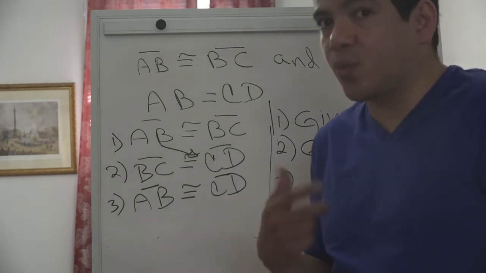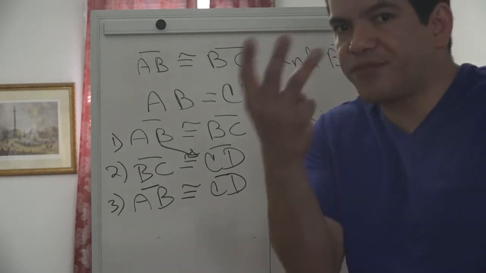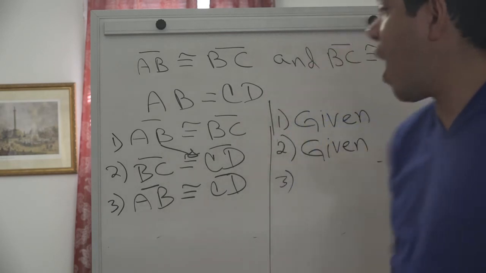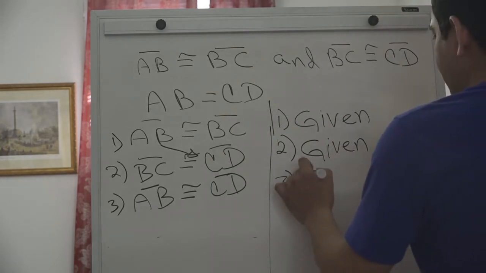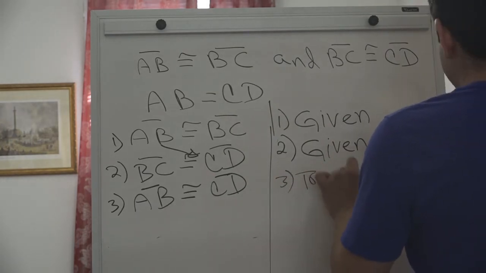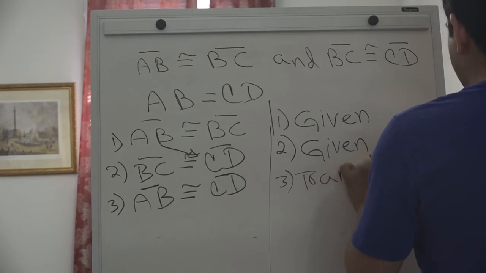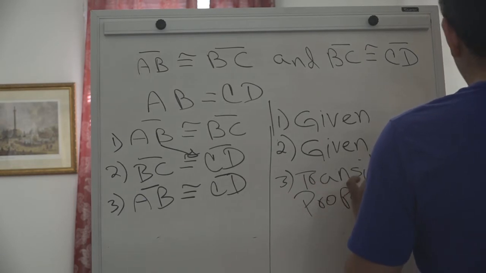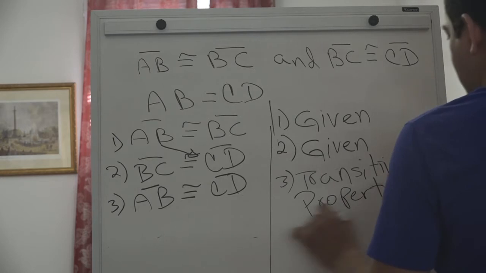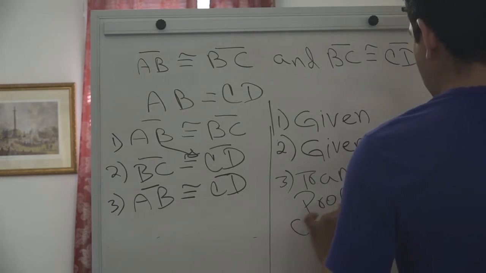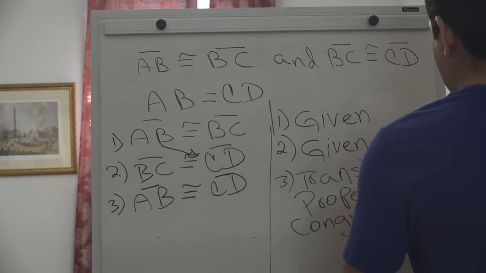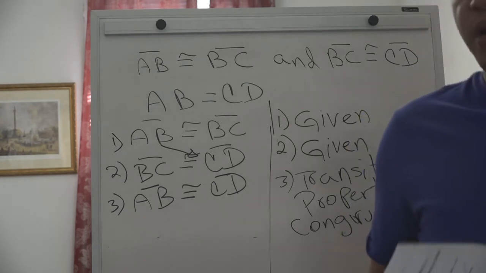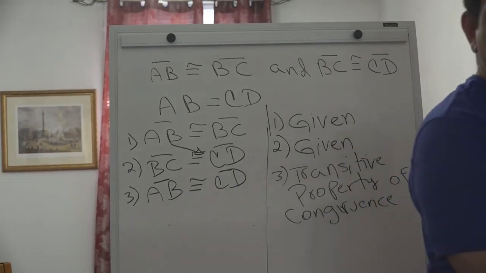Okay? Now, what is the reason behind this conclusion? Well, I just explained to you what the transitive property does. You have three quantities, and if they are equal, then the first quantity can be equal to the third quantity. So, my reason is that it's because of the transitive property of congruency. All right, I'm going to zoom out a little bit so you can actually see what I'm writing.